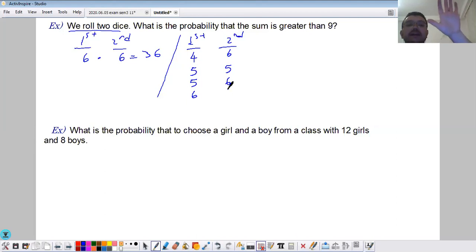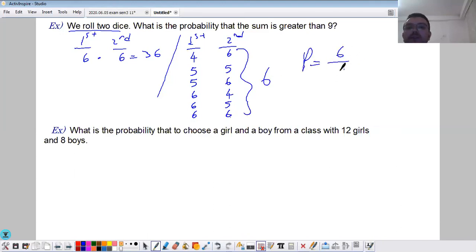It cannot be 6 and 3 because it's equal to 9. We can start from 6 and 4, 6 and 5, and 6 and 6. How many do we have in here? 1, 2, 3, 4, 5, 6. So then the probability, what we want over all possibilities, is 1 over 6.